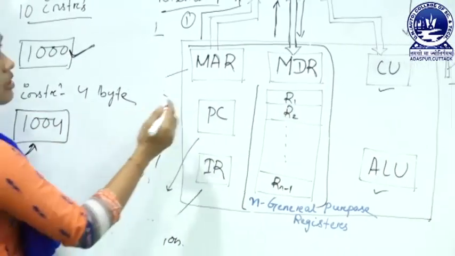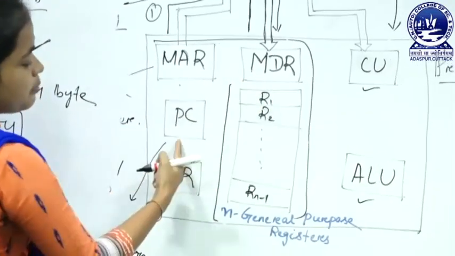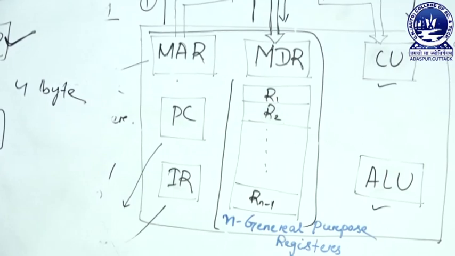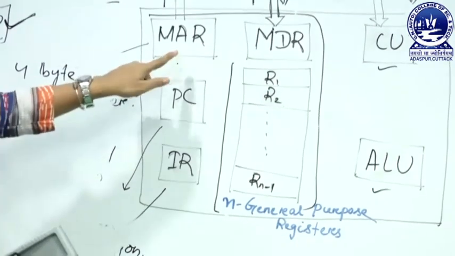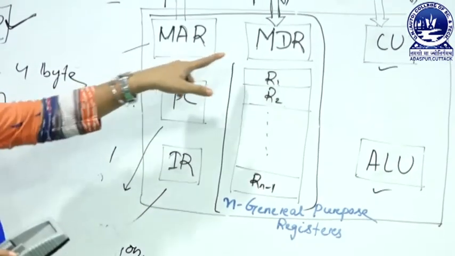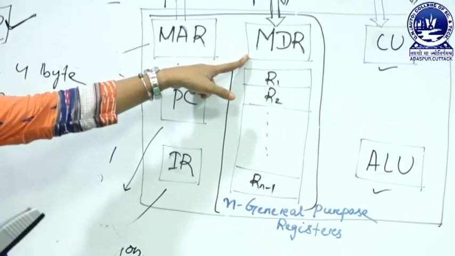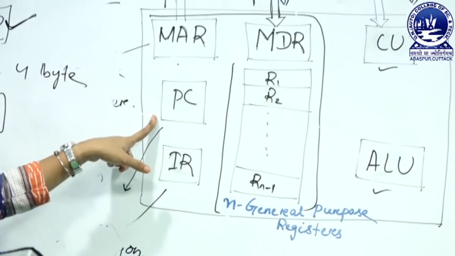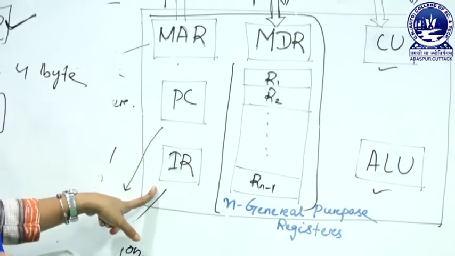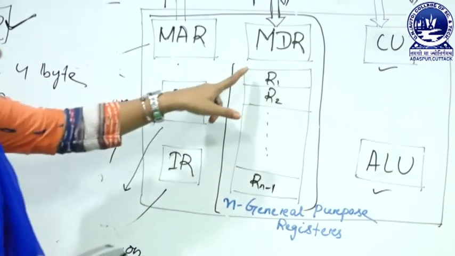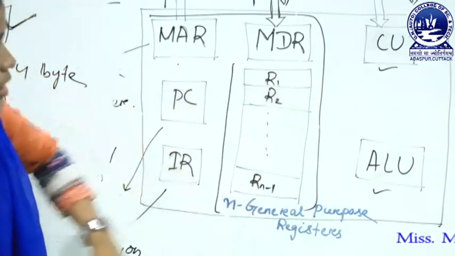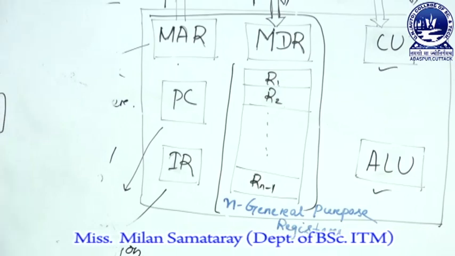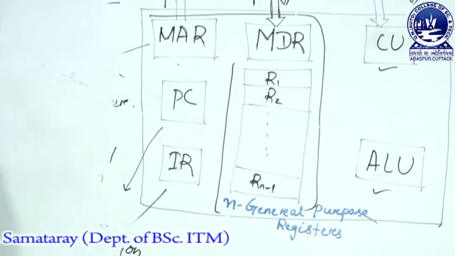All of the registers, that is our MAR, MDR, PC and IR, are used for special purposes. That means MAR can store only the address, MDR can store only the data part, PC stores the address of the next instruction to be executed, and IR stores the current instruction. And what do these general purpose registers do? These registers are basically used to perform the operation.